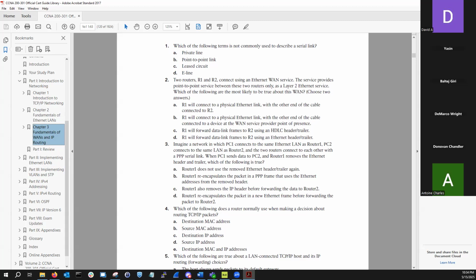All right. Question 3. Imagine a network in which PC1 connects to the same Ethernet LAN as router 1. PC2 connects to the same local area network as router 2. And the two routers connect to each other with a PPP serial link. When PC1 sends data to PC2 and router 1 removes the Ethernet header and trailer, which of the following is true?